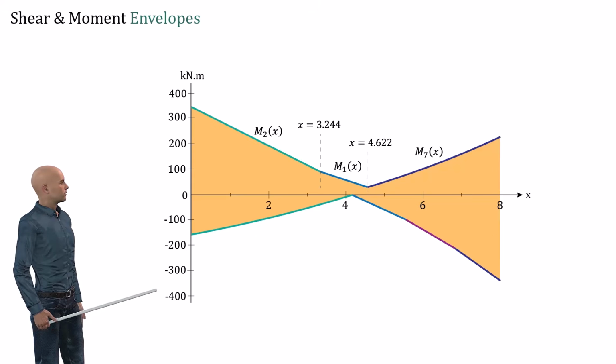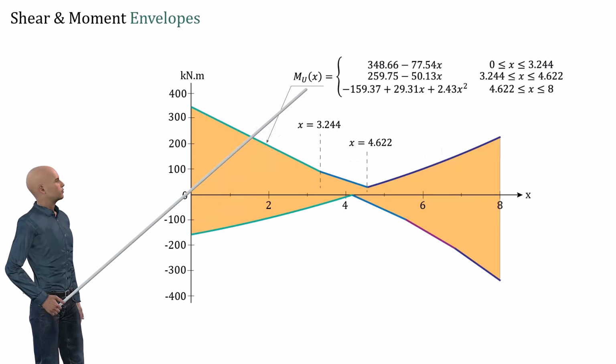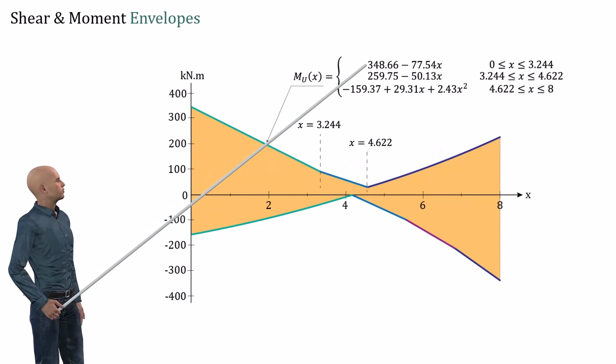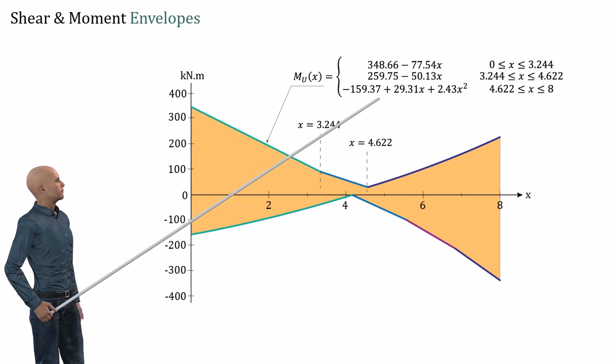Therefore, the upper boundary can be defined as this piecewise function. The first branch is M2. The second branch is M1. And the third branch is M7.